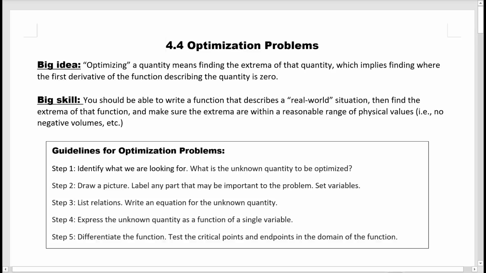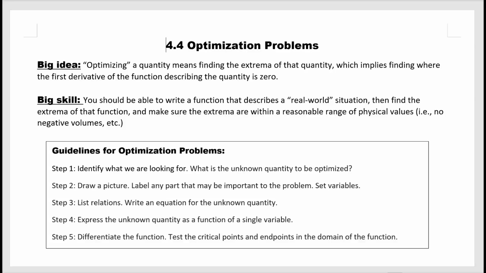Hi everyone. Today let's talk about section 4.4, optimization problems. So remember there are two types of application problems in Calculus 2. The first one is related rates. The second one is optimization problems. These two topics are the most challenging topics in Calculus 1.